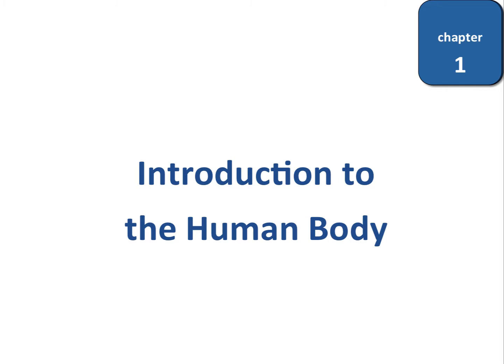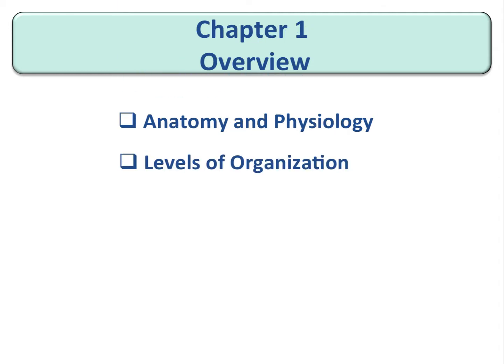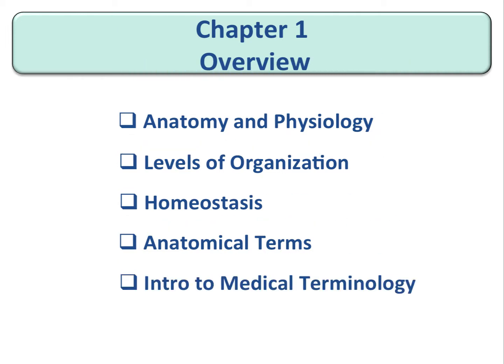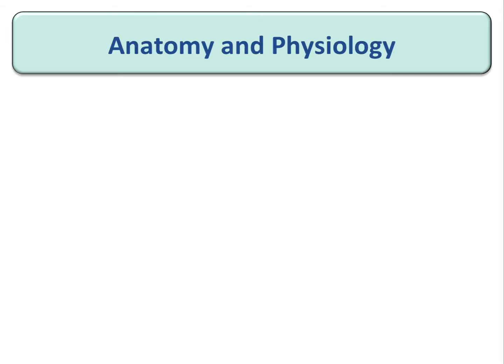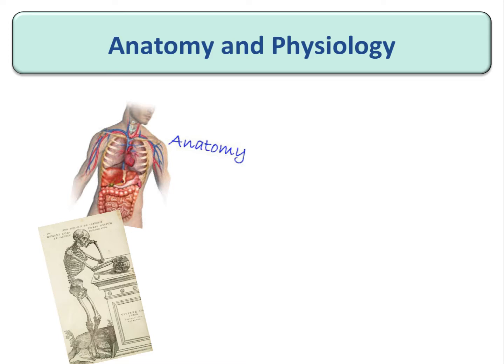any healthcare field. Turning now to a quick overview of Chapter 1, we will be looking at anatomy and physiology, levels of organization, homeostasis, anatomical terms, a brief introduction to medical terminology, and major body cavities, regions, and quadrants. The terms introduced to kick off this chapter are anatomy and physiology. Anatomy deals with the structure or the morphology of the body and its parts, in other words, the names of the parts.